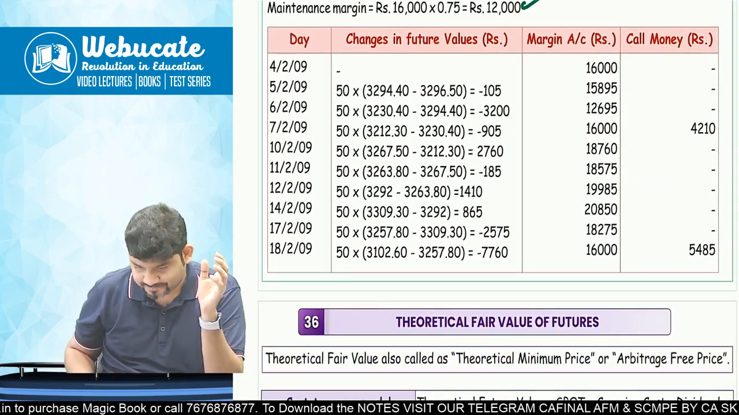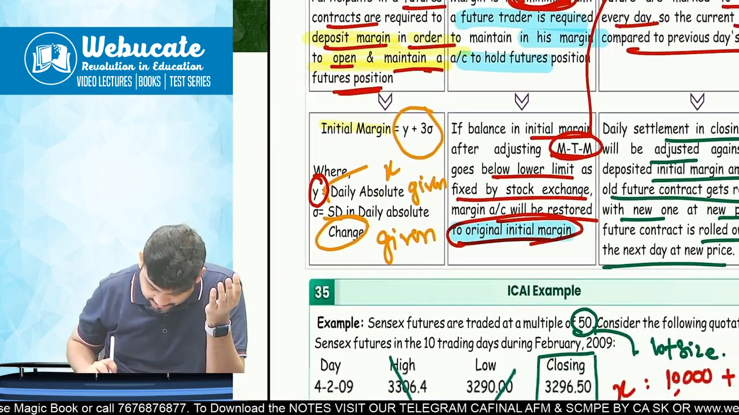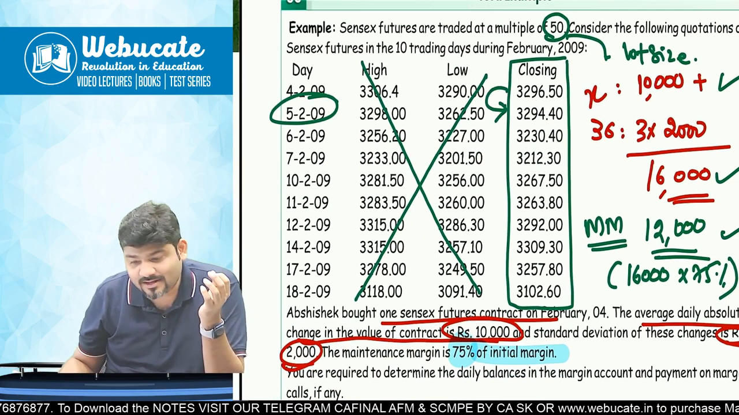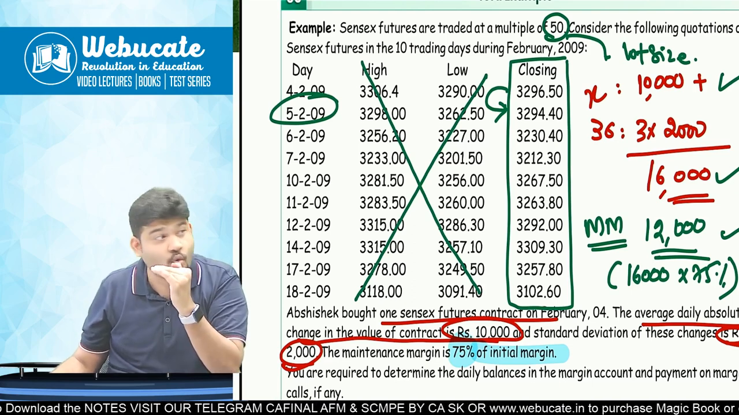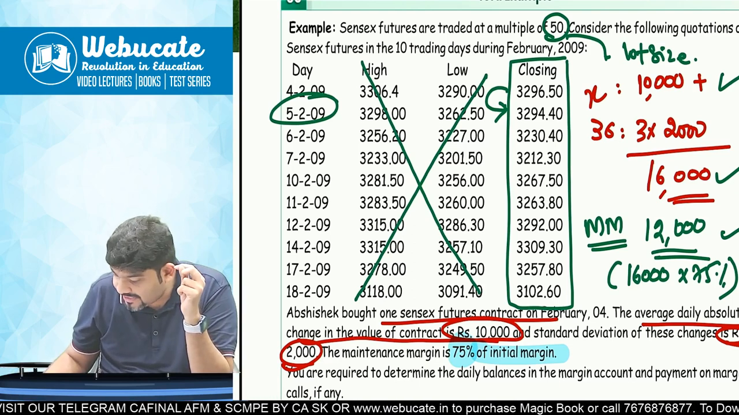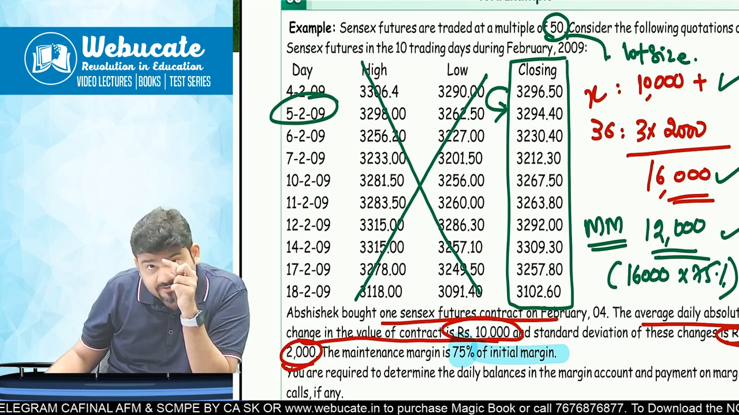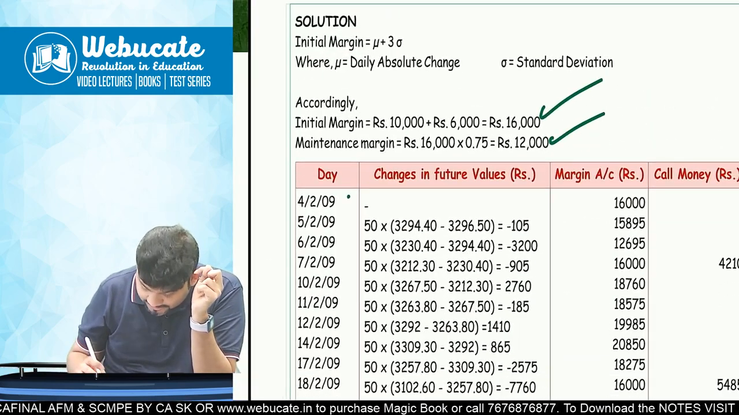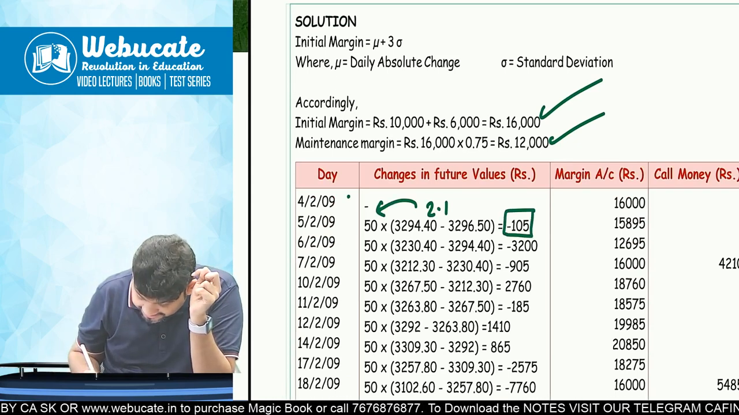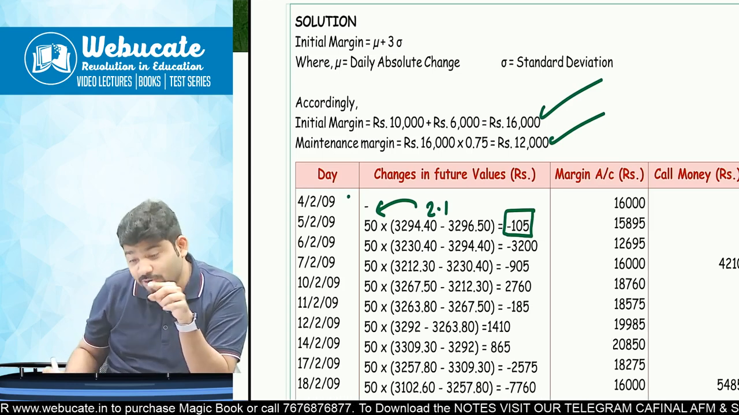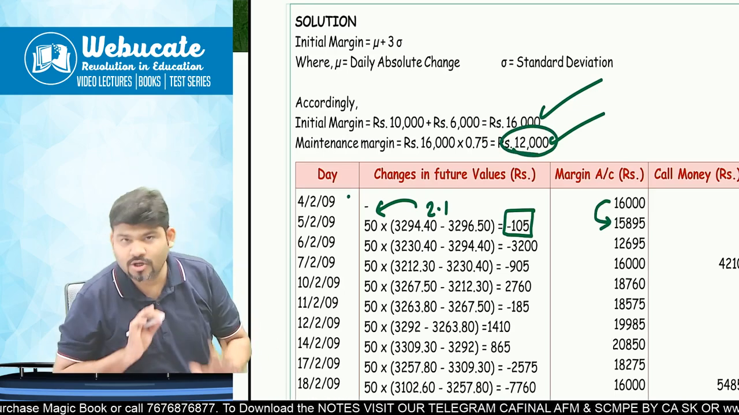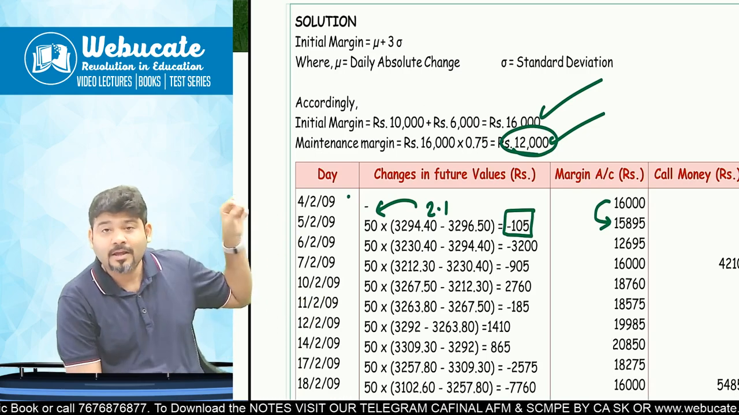Now, let's start. 4th Feb, obviously it's the beginning. Now, let's go to the 5th Feb. 3296.5 and then 3294.4. What has happened? The value is falling down from 3296.5 to 3294.4. So there is a loss of 2.1 into 50, which is 105 minus, which will be reduced from the margin. Has it gone below the maintenance margin of 12,000? No. So let it continue. This is called MTM, mark to market.